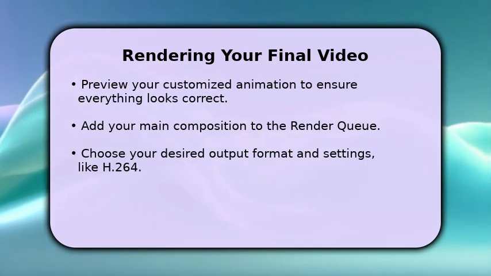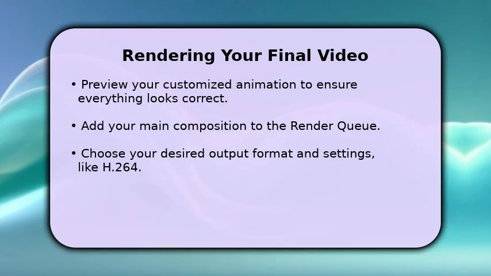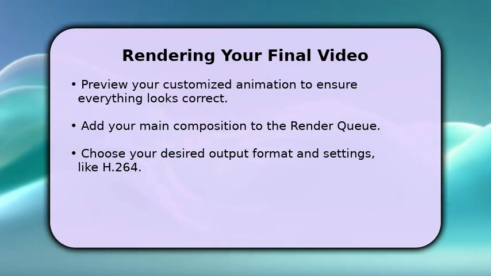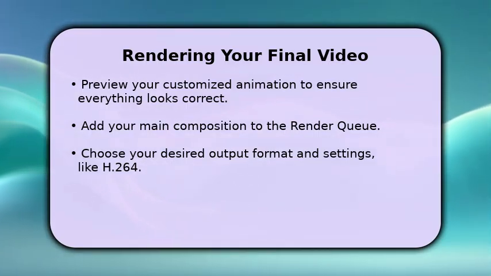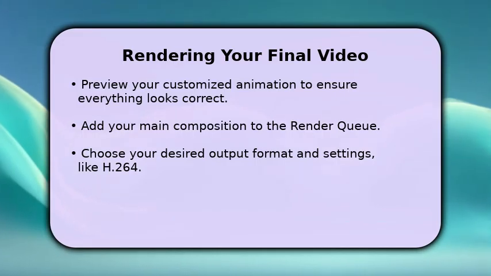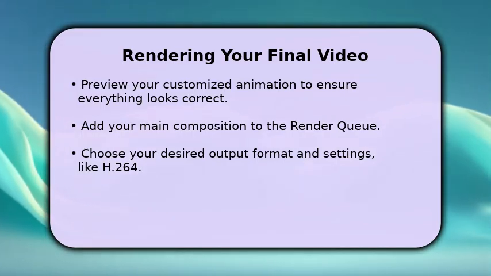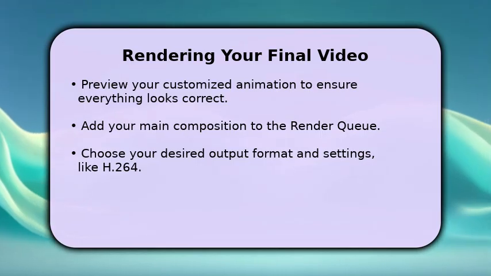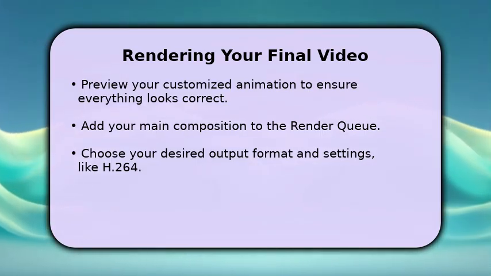First, preview your animation thoroughly to confirm all elements are perfect. Then, add your main composition to the render queue. Here, you can select your preferred output format, such as H.264 for web use, and adjust other settings like resolution and quality. Finally, click the render button to export your polished, professional video project.